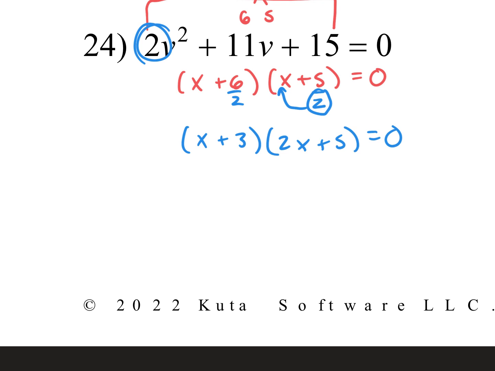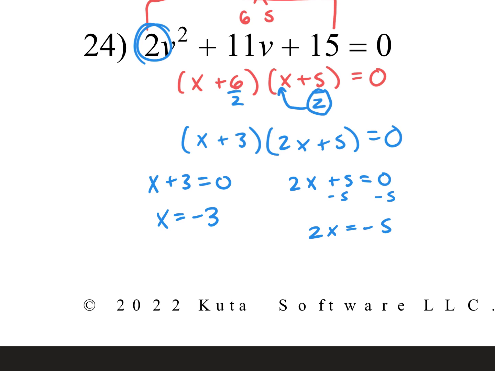What do I do next? So set them both equal to 0. So x plus 3 equals 0. 2x plus 5 equals 0. So what does x equal? Negative 3. And then the next one, I would subtract 5. So 2x is equal to negative 5. Then what do I do? Divide by 2. So x is equal to? Negative 5 over 2.